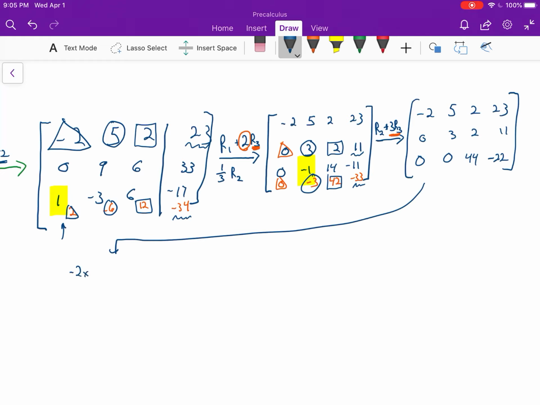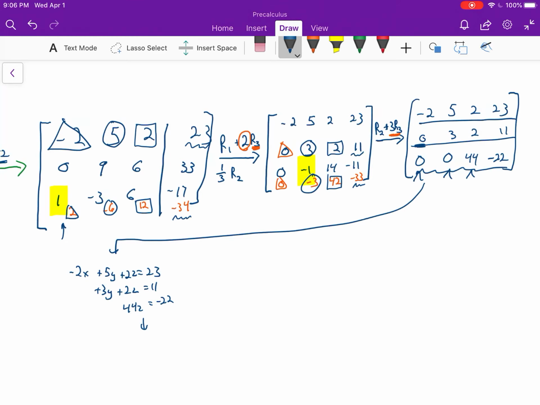So we have -2x plus 5y plus 2z equals 23. We have 0 x's. So I'm just taking these rows and putting them back in equation form. So 0 x's plus 3y plus 2z equals 11. And then our last row here is 0x, 0y's, 44z equals -22. And just like we did before, this is going to be easy to solve.